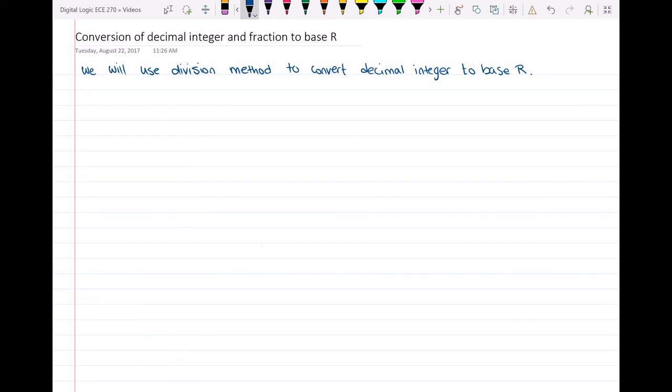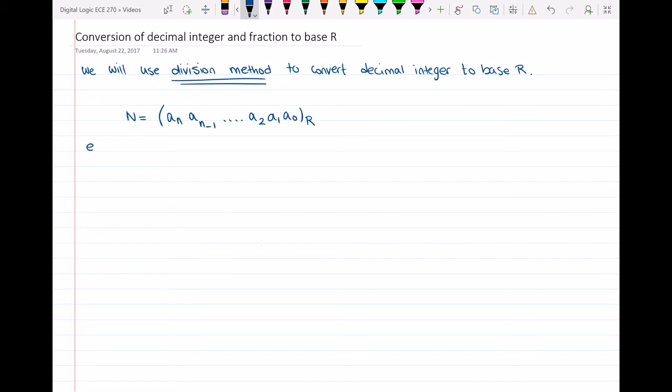As I wrote here, we will use the division method in order to convert a decimal integer to base R. Let's consider that we have some number n, which is an. These are the digits that are inside number n in base r, a0 to an. So I want to go ahead and convert any decimal integer to some base r.